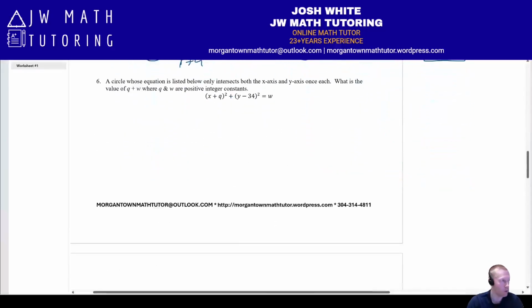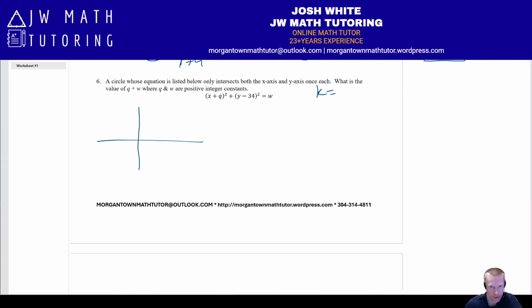Next up, let's look at question number 6 at the bottom of the page. So here you have an equation of a circle, and they tell you it's got a couple constants in it. They tell you that it intersects both the x-axis and y-axis once each, meaning that it's tangent to both the x-axis and the y-axis. So they want to know what is the value of q and w. So, all right, here's the thing. First of all, notice here k is equal to 34, meaning the y coordinate of the center is going to be up here at positive 34.